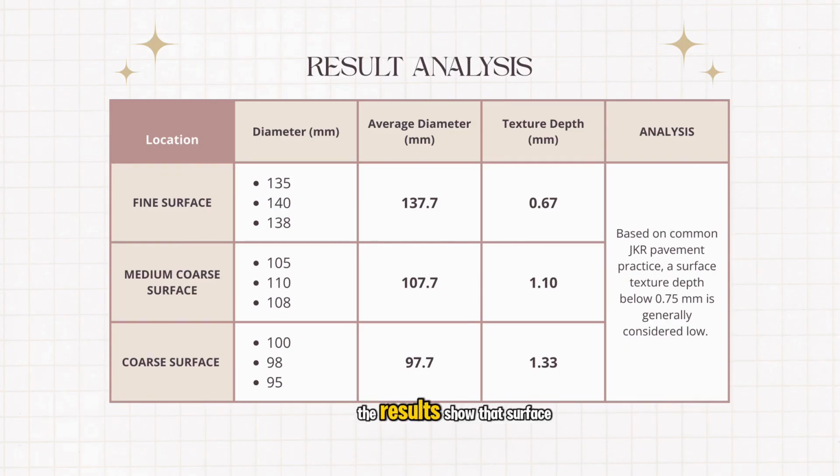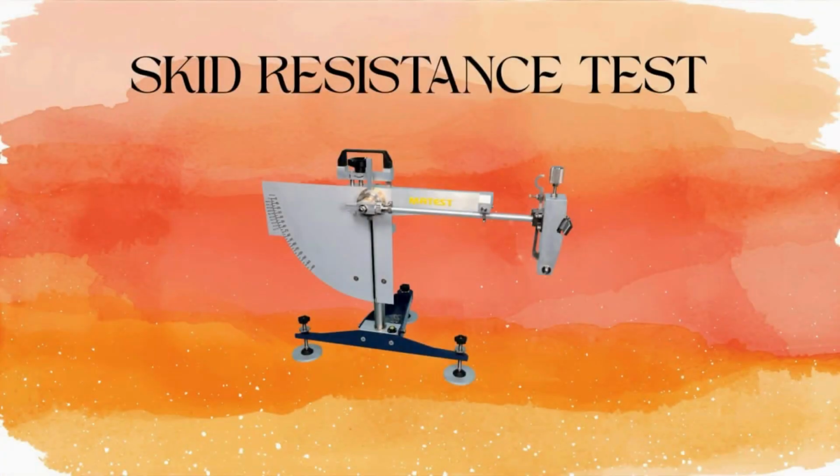In conclusion, the result shows that surface texture depth increases from fine surface to coarse surface, with a range from 0.67 mm to 1.33 mm. This demonstrates that rougher pavement surfaces provide better skid resistance potential and surface drainage, particularly under wet conditions, supporting the project's objective of understanding the relationship between pavement characteristics and road safety.